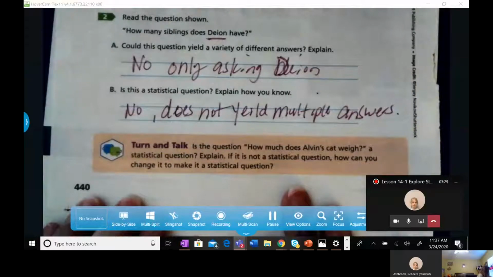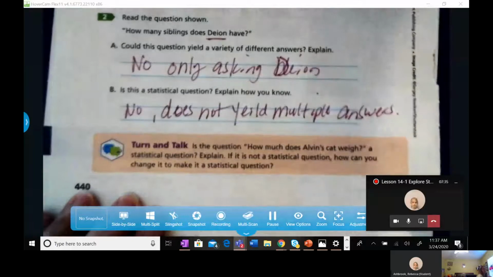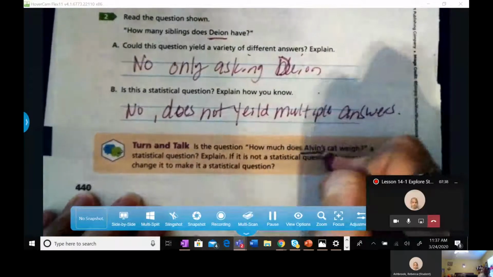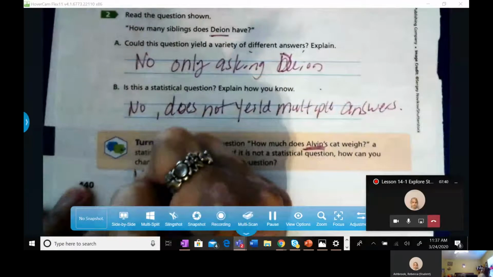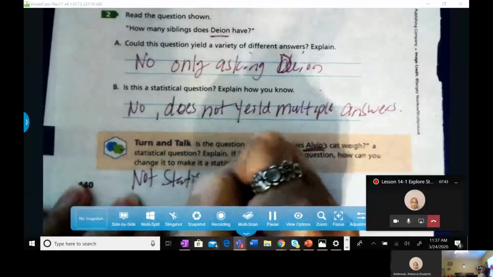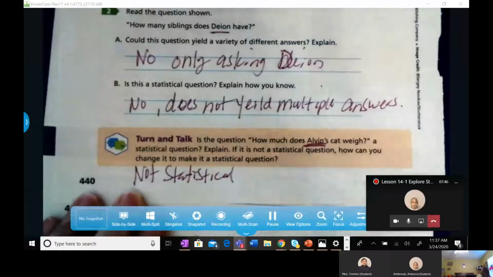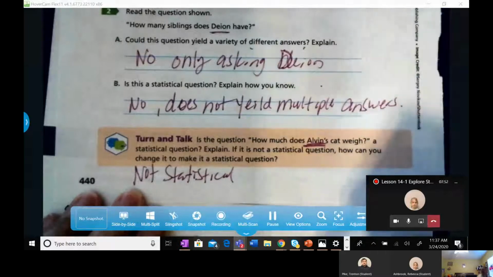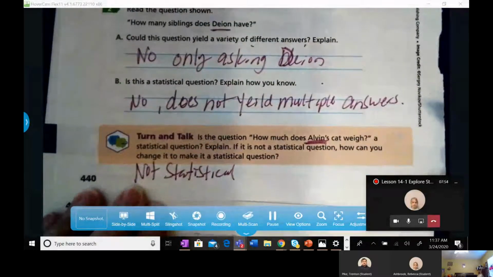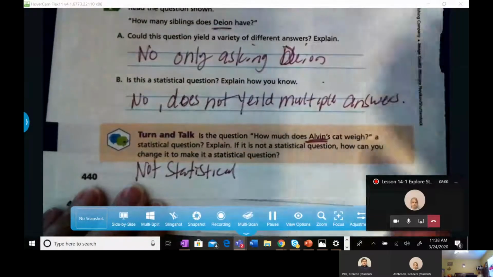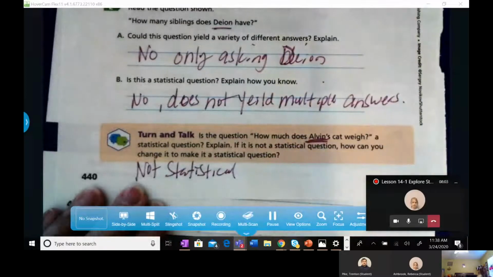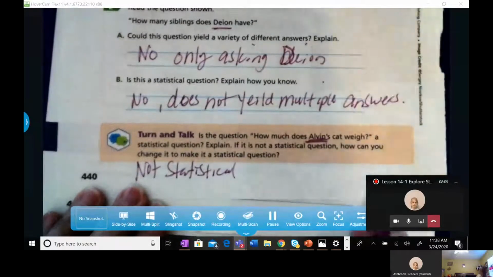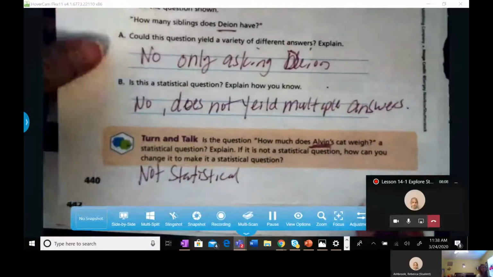All right, so is this question, if it's not a statistical question, how can you change it to make it statistical? So we are asking only Alvin, so not statistical. How could we change it? Could ask how many students in Alvin's class have a cat? Or we could list names, or how many cats in Alvin's class, what do they weigh?